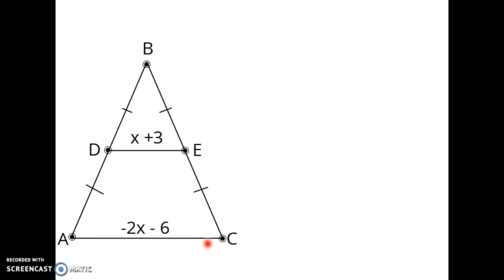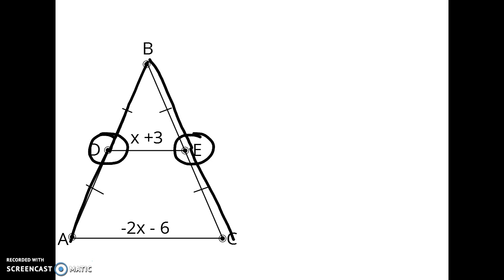But that doesn't help me get to my end goal, which is finding out what x is. Well, what can I do to find x? I noticed that this length, DB, is equivalent to DA. That means point D must be the midpoint. And I also see BE being equivalent to CE, which makes E the midpoint. And I have connected two midpoints together, and when I connect two midpoints together, that makes it a mid-segment.